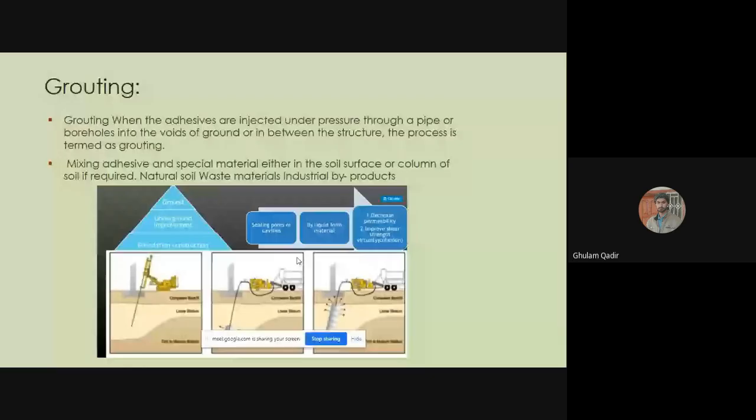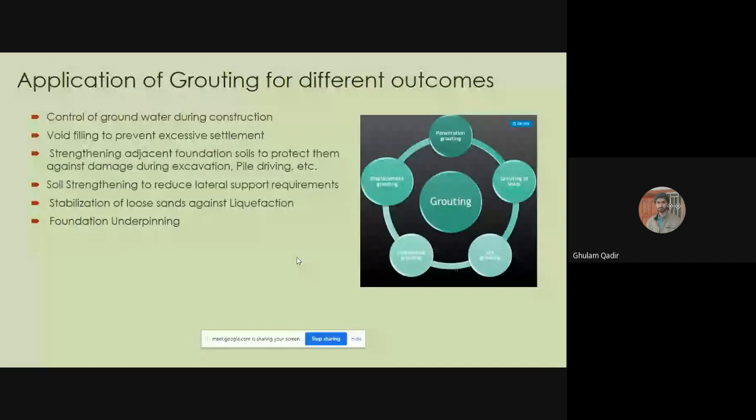So what are the applications of grouting for different outcomes? Grouting is used to control groundwater during construction, for filling voids to prevent excessive settlements, to strengthen the soils, and to reduce liquefaction effects. Another method that we use nowadays is electro-osmosis.